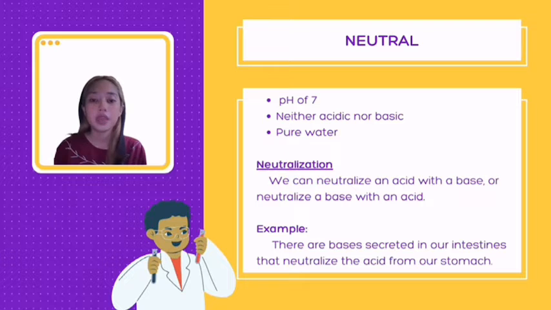Neutral. A pH of 7, neither acidic nor basic, like pure water. Neutralization: we can neutralize an acid with a base or neutralize a base with an acid. For example, there are bases secreted in our intestines that neutralize the acid from our stomach.